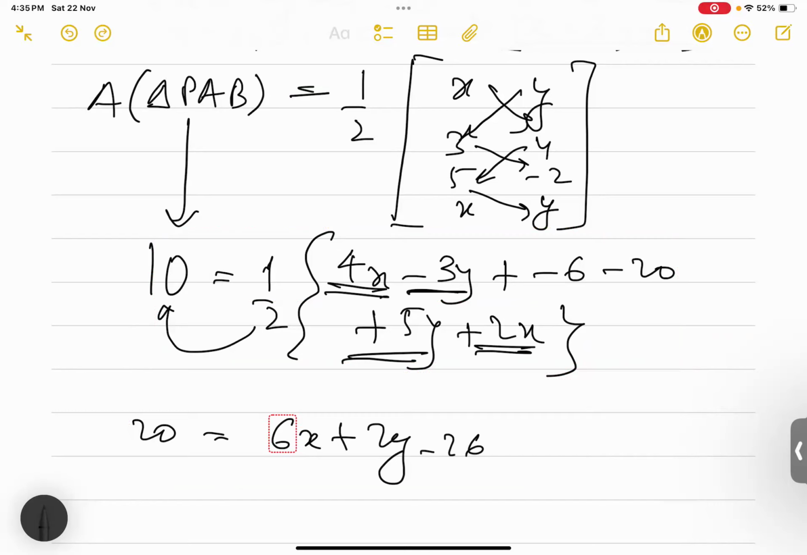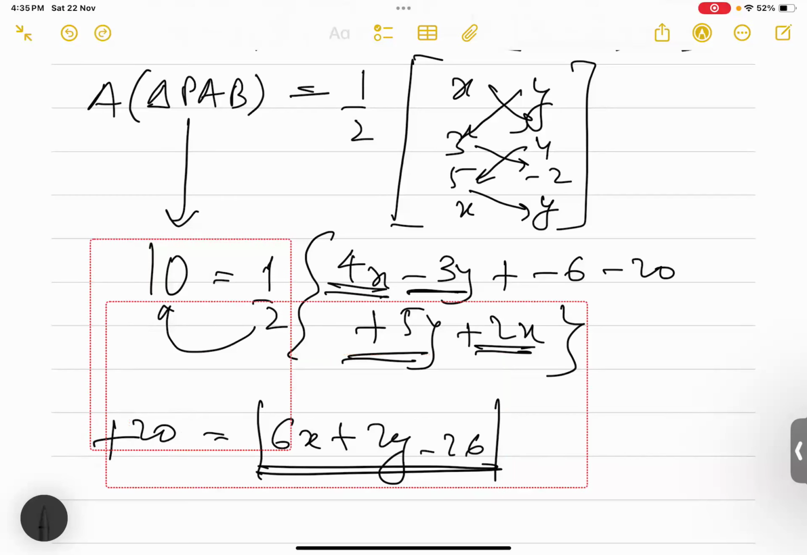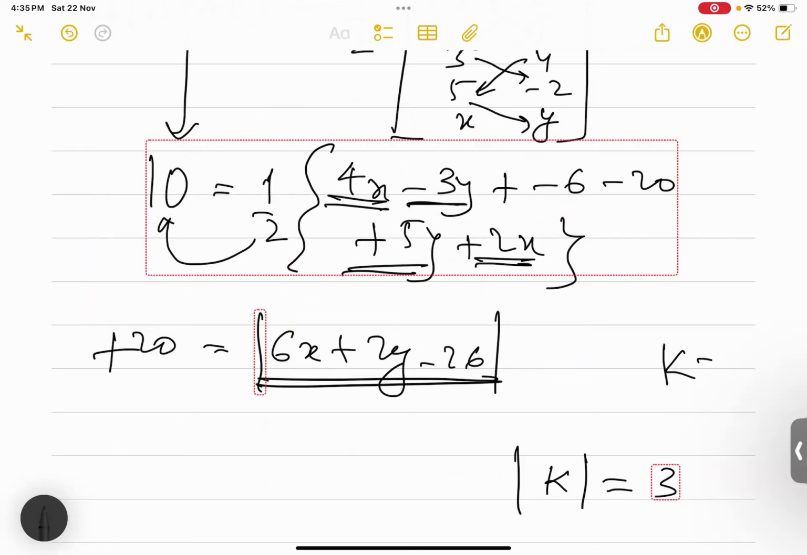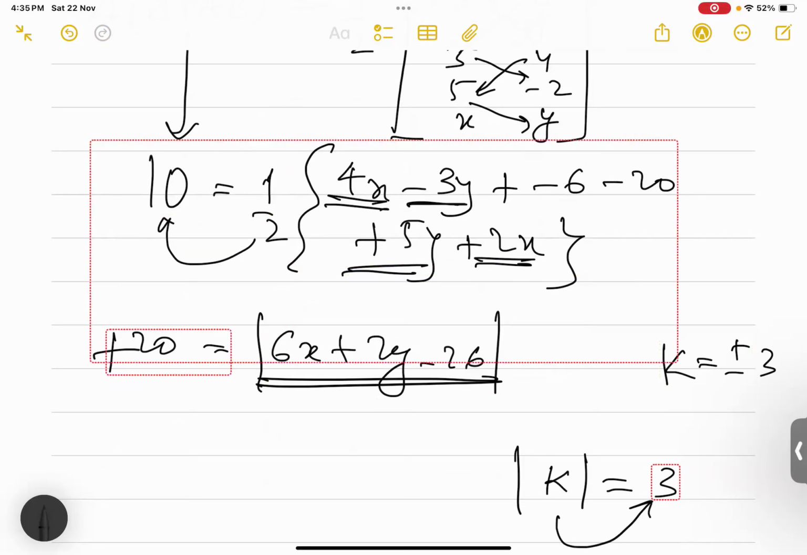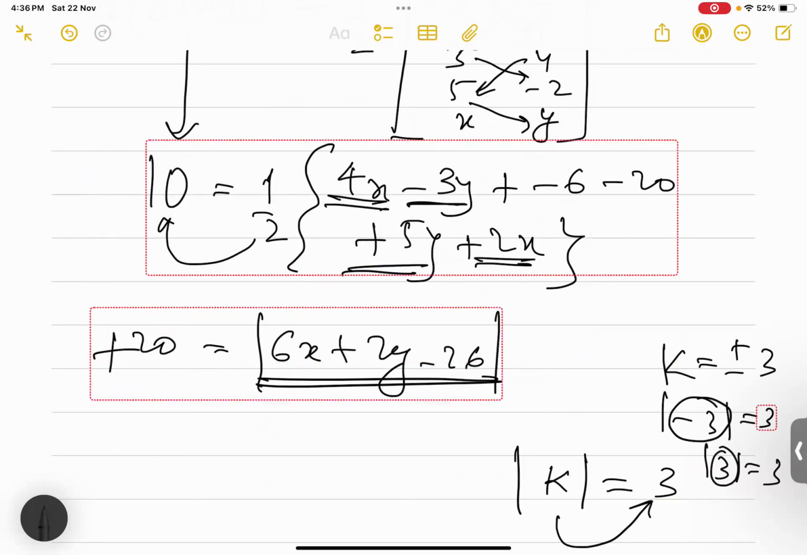Now see guys, this is in modulus. This we have to place in modulus because there are unknowns inside it. We don't know the value of x and y. x and y can be positive or negative. The final answer is always positive, so that is plus 20 over here. Whenever this situation is there, for example, modulus of k is equal to 3, k can be plus or minus 3, because modulus of 3 is also 3 and modulus of minus 3 is also 3. So inside can be positive or negative.